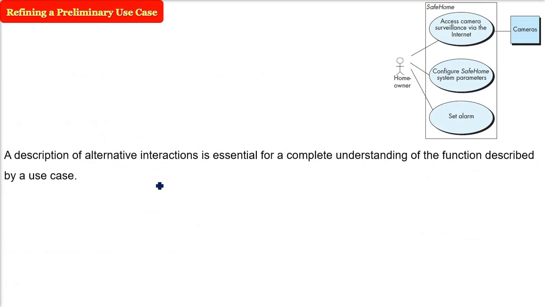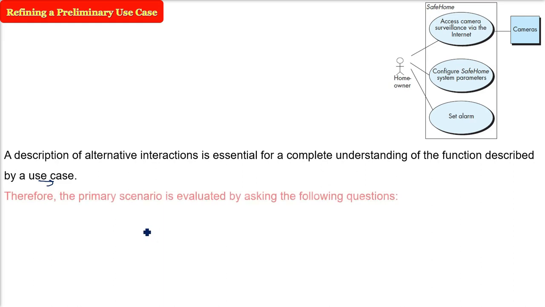Now, the second step. The description of these alternative scenarios or interactions is essential for a complete understanding of the function described by a use case, because the use case will not be complete. So we need to develop this primary scenario. We need to ask certain questions, because this is just a narration. We have written it in the form of declarative sentences.